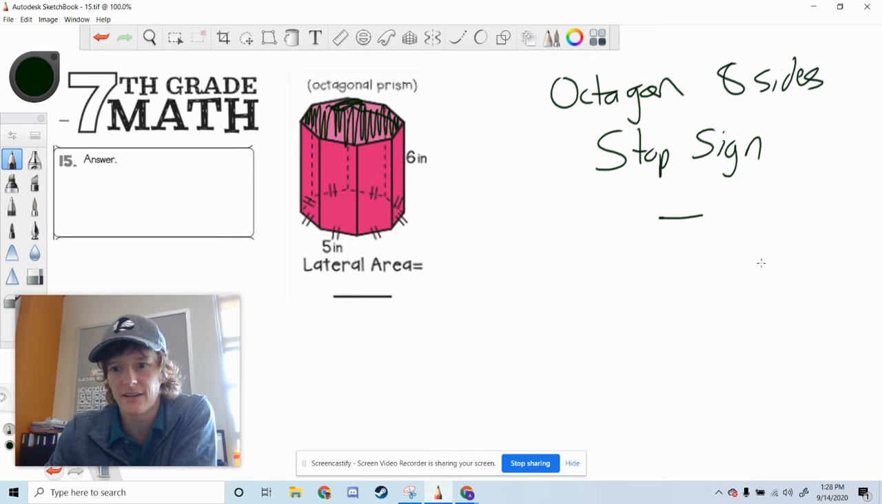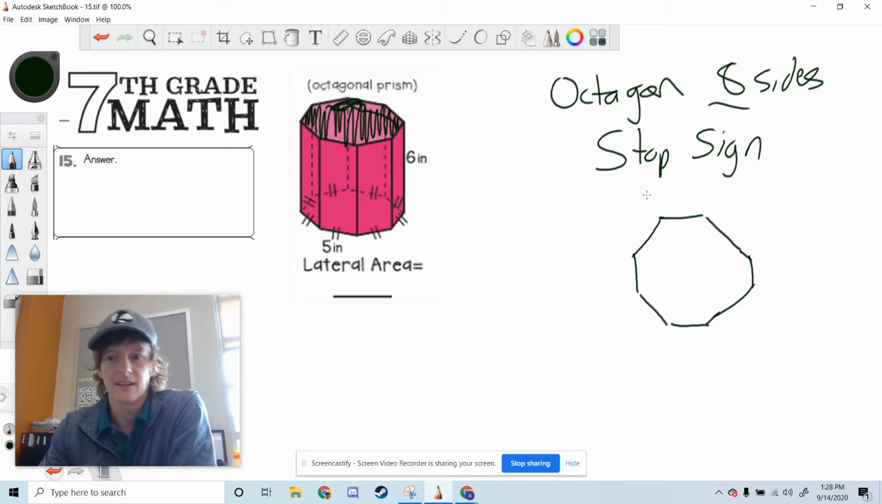So it's got a flat here, flat here, flat here, flat here, and diagonals connecting. Oct means 8. Octopus has 8 legs. Oct, 8 sides. This isn't perfect, but mine isn't a regular octagon. So regular meaning they're all the same size. It was close, but then I kind of goofed it up right here. Whoops.